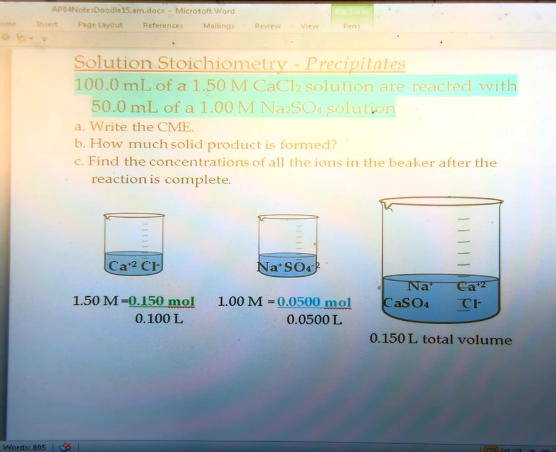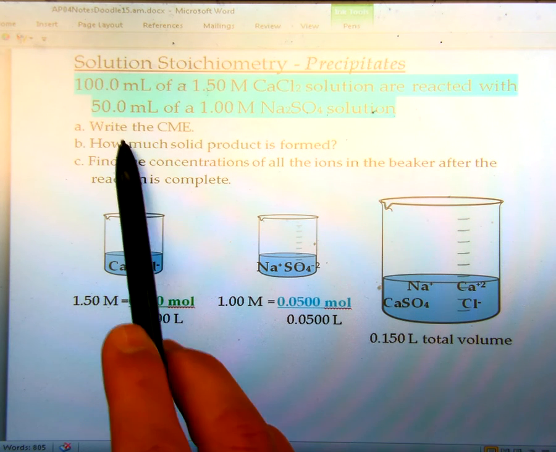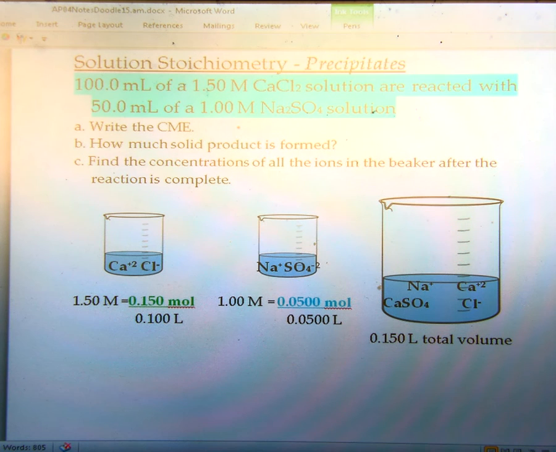Now we're going to go over solution stoichiometry and forming precipitates from the Chapter 4 packet. We're going to use this problem, which has 100 milliliters of a 1.5 molar calcium chloride solution reacting with 50 milliliters of a 1.0 molar solution of sodium sulfate.